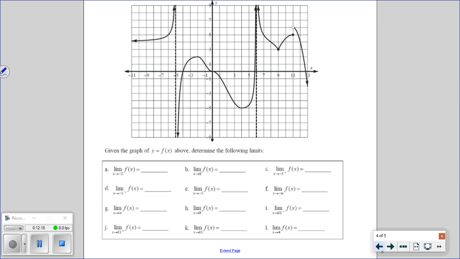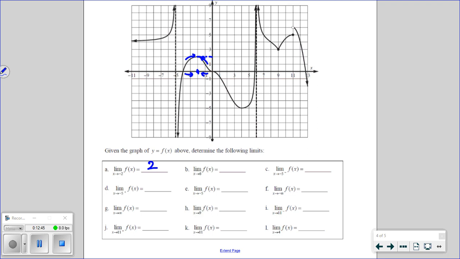Okay, so here's -2 on the x-axis. If we're approaching -2 from both directions and we go up to our graph and approach from both directions, it looks like y is getting closer to +2. So we would say the limit equals 2. Okay, the next limit is the limit as x approaches 6.